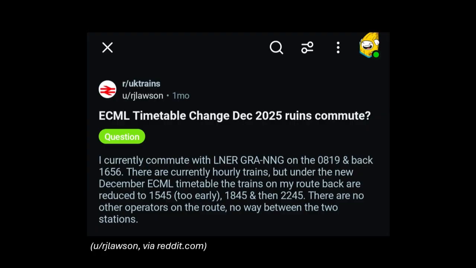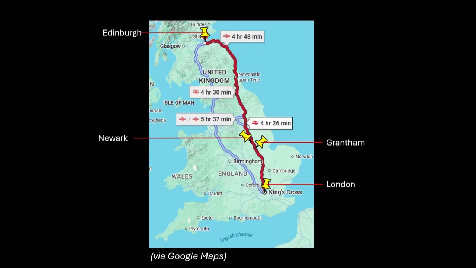Here is a real-life example from an internet forum. After the upcoming December 2025 East Coast Mainline timetable changes are implemented, a commuter's journey between Grantham and Newark Northgate will no longer be regularly served. This is because the operator, LNER, is adjusting its services to prioritise long-distance intercity travel, adding 16,000 extra seats daily and reducing journey times from London to cities such as Newcastle and Edinburgh at the expense of local journeys.